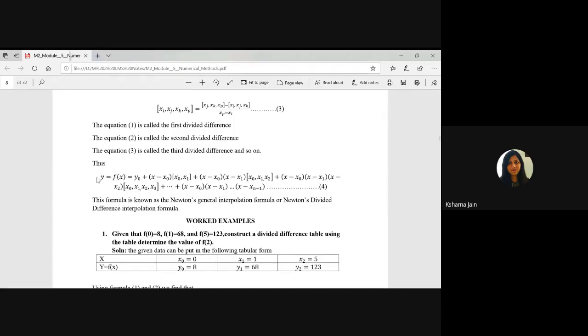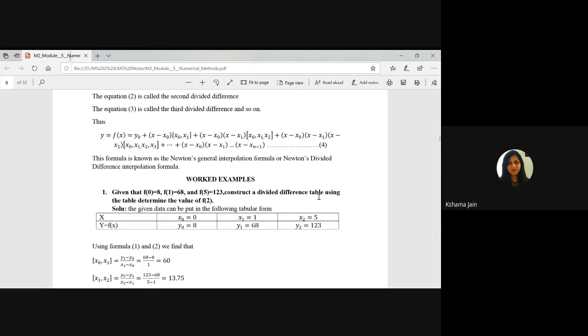This is known as Newton's general interpolation formula, or otherwise Newton's divided difference formula. Okay. If you learn this formula, after that nothing is there. I told you this, even this complete module, numerical methods, is formula based. If you remember the formula, nothing is there. It's very easy. So let's start a problem.